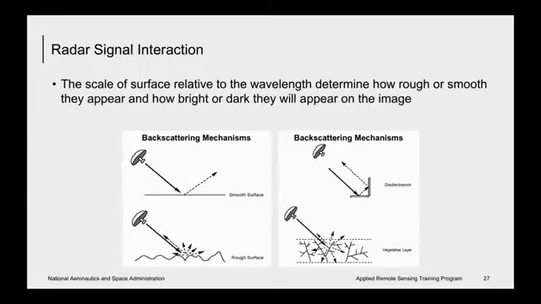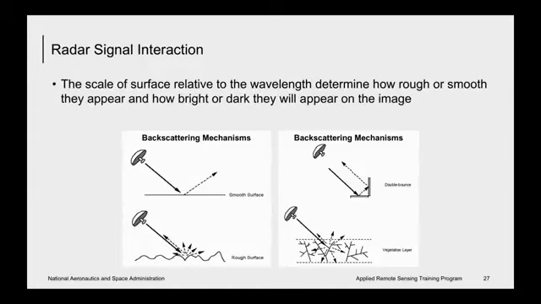The first type of backscattering mechanism is a smooth surface, also known as a specular reflection. So it's like a mirror, which is the top left image. A smooth surface acts like a mirror for the incident radar pulses, and most of the incident radar energy is reflected away from the sensor, and those areas appear very dark. Open water surfaces tend to be specular reflectors.